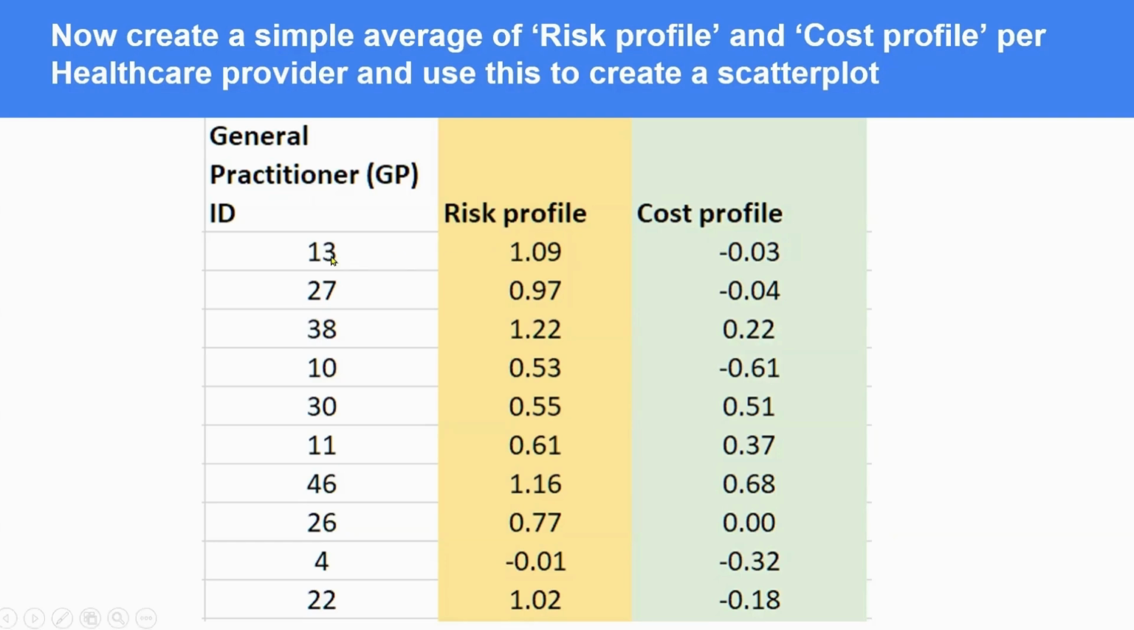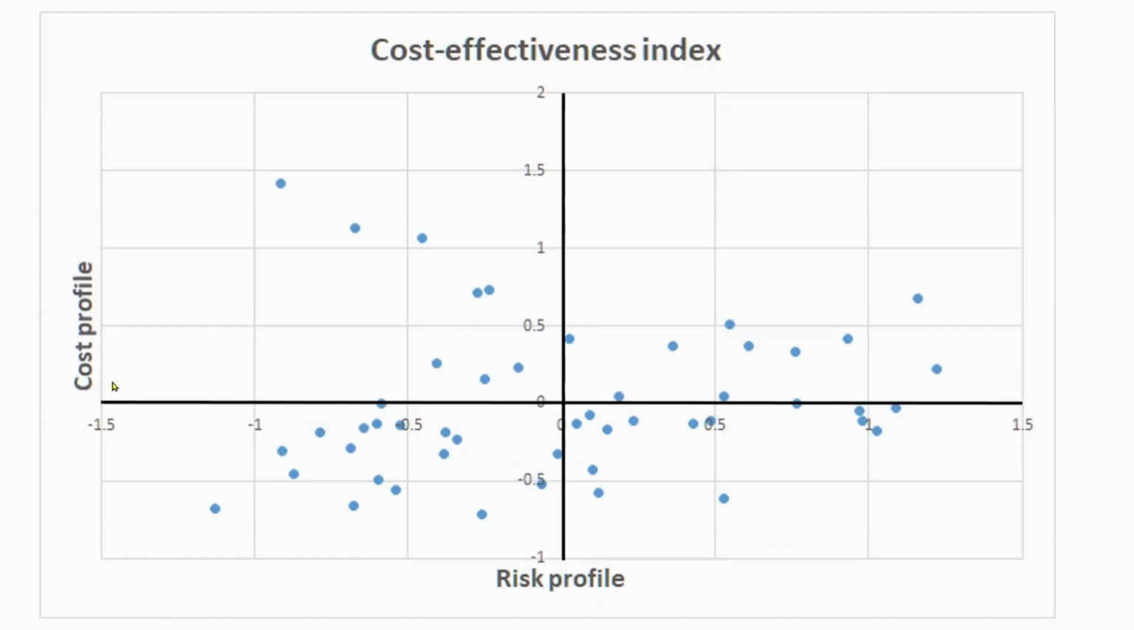So in the case of GP number 13, this GP has a higher than average risk profile, but their costs are slightly lower than the average cost. Now that we have two extra columns, we then create a scatter plot with on the x-axis the risk profile, and on the y-axis, the cost profile. This visualization helps identify providers with different costs and profiles, providing a clear picture of their relative cost effectiveness.